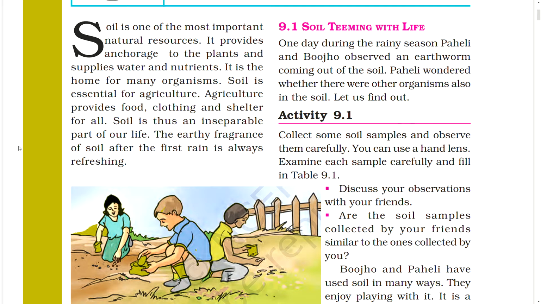One day during the rainy season, Paheli and Bojo observed an earthworm coming out of the soil. Paheli wondered whether there were other organisms also in the soil. Let us find out. Activity 9.1. Do this. Collect some soil samples and observe them carefully. You can use a hand lens. Examine each sample carefully and fill in the table. Discuss your observations with your friends. Are the soil samples collected by your friends similar to the ones collected by you?